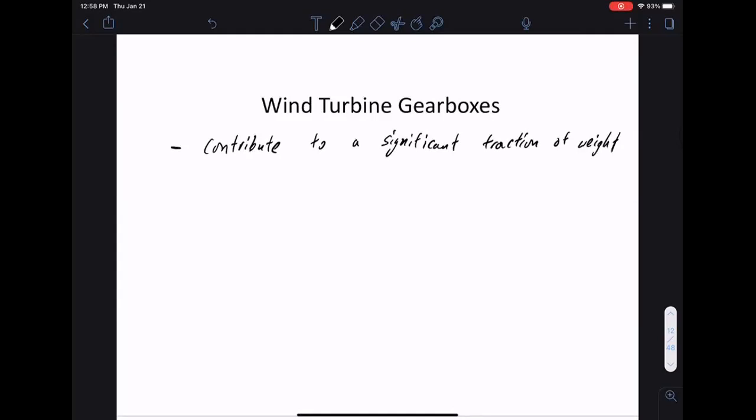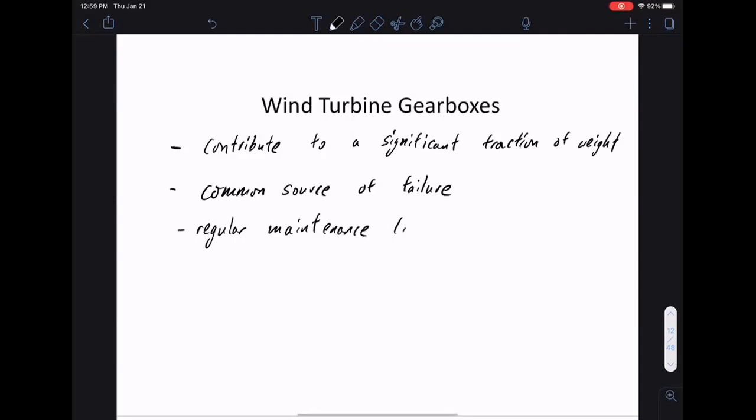So a significant fraction of the housing comes from the fact that we have gearboxes. So they fail. This is actually a common source of failure. That's quite common. These are the things that fail. And they also require regular maintenance, because you need to do things like oil changes.